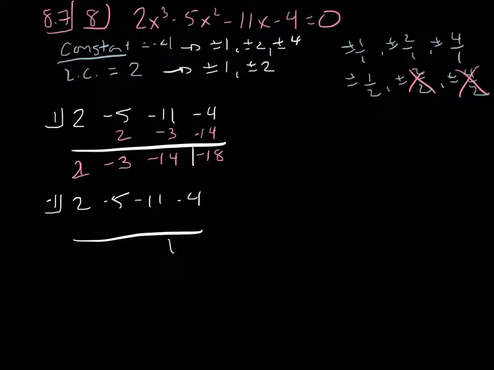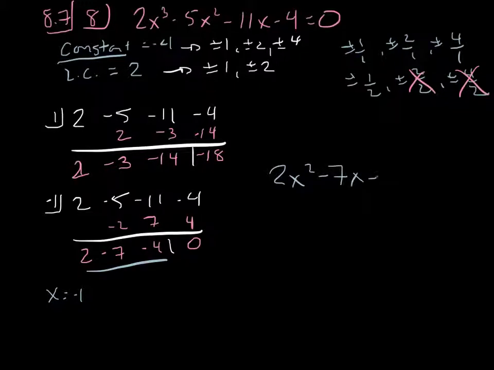Negative 1, 2, negative 5, negative 11, negative 4. And when I try that, I get 2, negative 7, negative 4, 0. That works. Excellent. That means negative 1 is a root. Okay, so x equals negative 1. I also know from this that 2x squared minus 7x minus 4 is equal to 0, which is factorable.